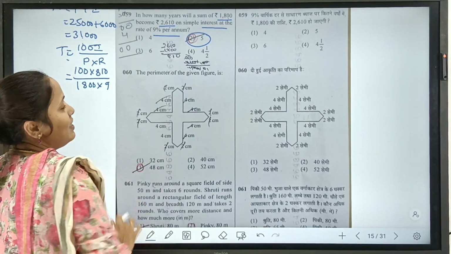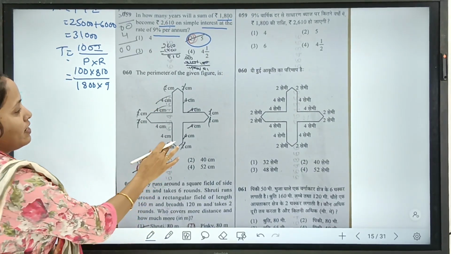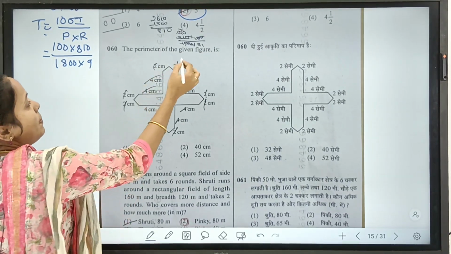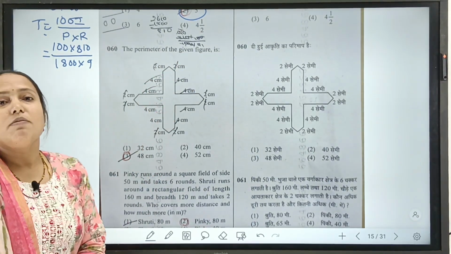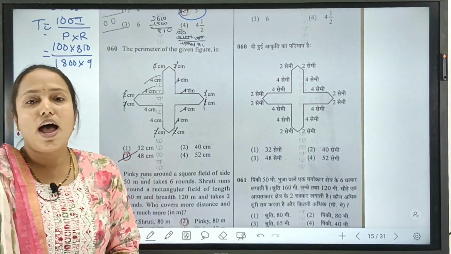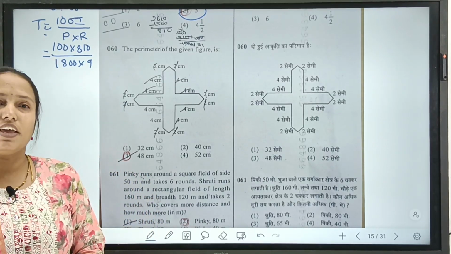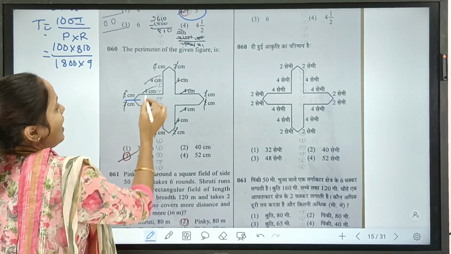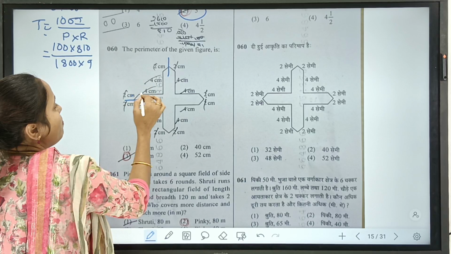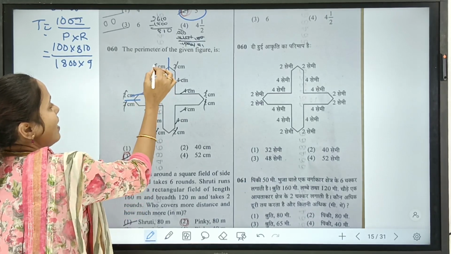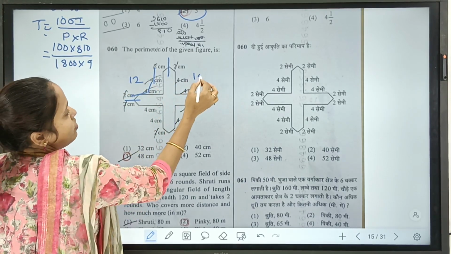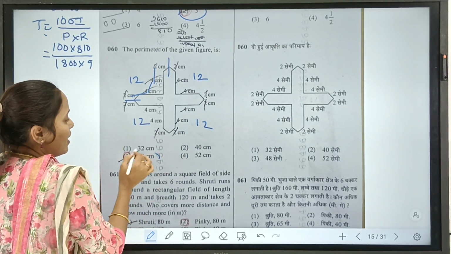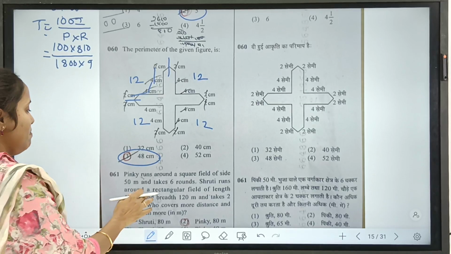Here the question is on perimeter. We need to find the perimeter of the figure. Perimeter is nothing but adding all the sides of the figure. That's it. Here they mentioned all the sides. If you take from this to this, 4 plus 2, 6, 6 plus 4, 10, 10 plus 2, 12. Here also 12, here also 12, here also 12. If you add, you will get the perimeter 48 centimeters.